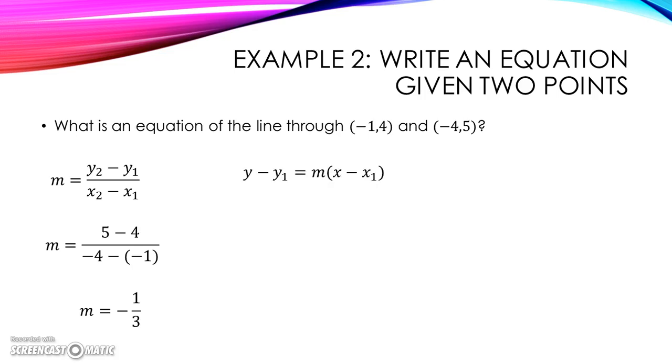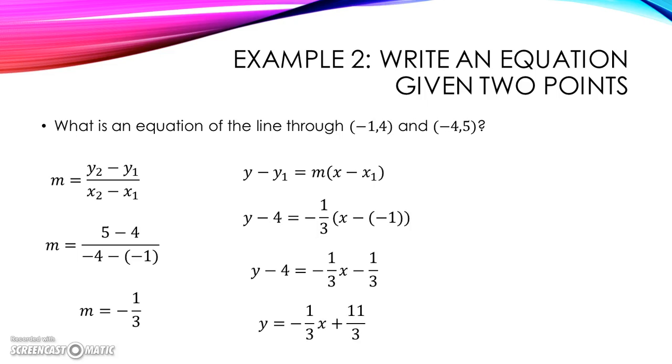y minus 4 equals negative 1/3 times x plus 1. We're going to distribute. So we get y minus 4 equals negative 1/3 x minus 1/3. We're going to add 4 to both sides, and we get y equals negative 1/3 x plus 11/3.